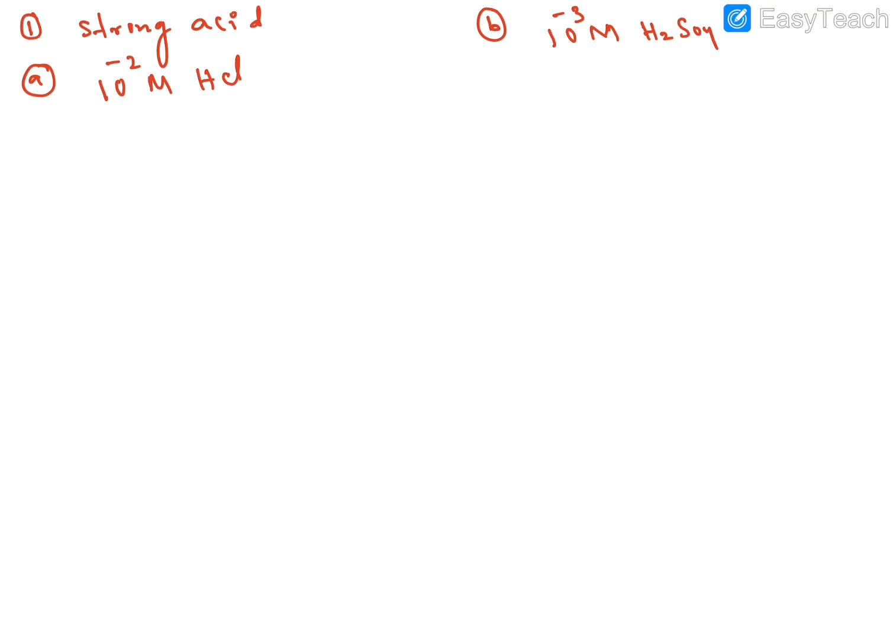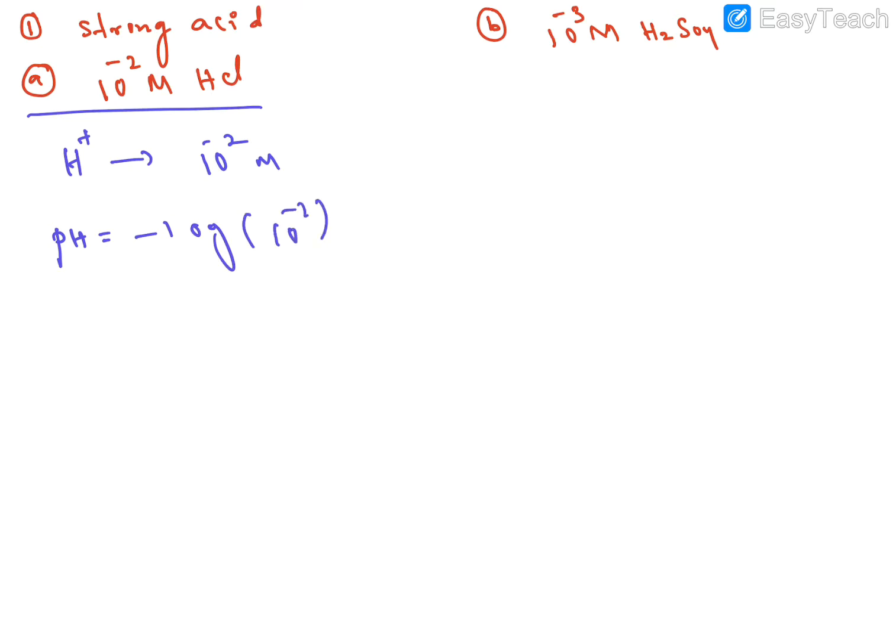For strong acids, take 10 to the power of minus 2 molarity of HCl. So what is the H plus concentration here? The H plus concentration is 10 to the power of minus 2 molarity. So the pH is equal to minus logarithm of the H plus concentration, 10 to the power of minus 2. So this minus 2 comes down, minus 2 into minus is plus, so pH is equal to 2 log 10. Log 10 is 1, so the pH is equal to 2. So this is the pH of HCl.